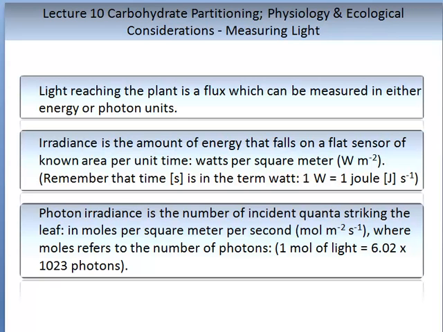Photoirradiance is the number of incident quanta striking the leaf, in moles per meter squared per second, where moles refers to the number of photons of light. This means that 1 mole of light equals 6.02 times 10^23 photons.